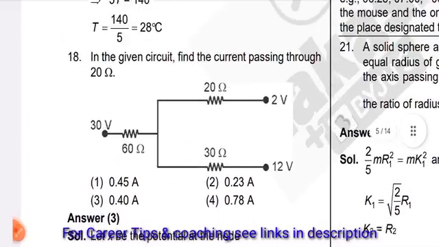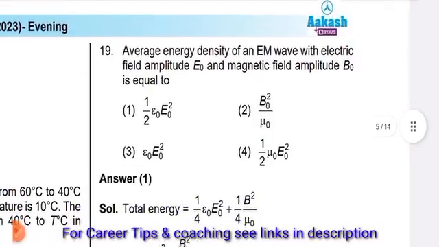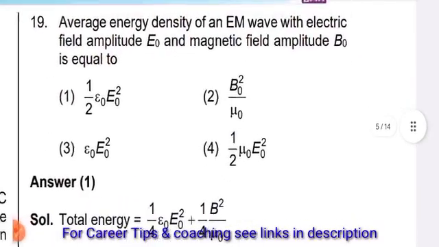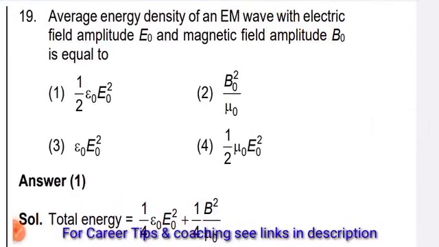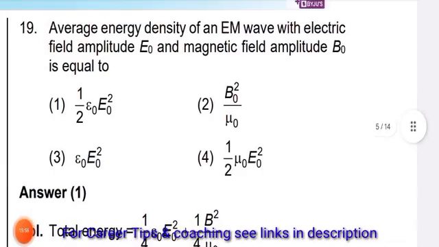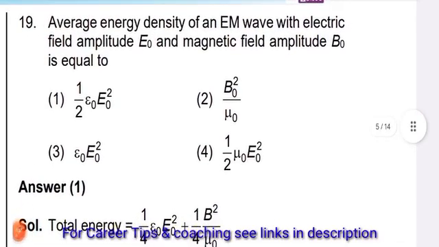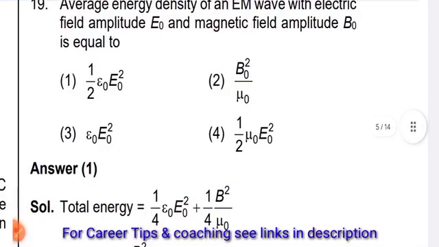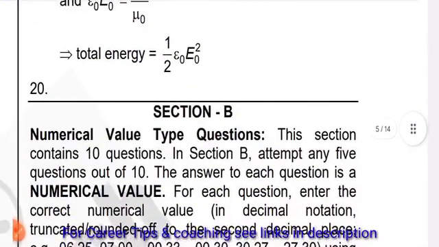And if you see the next, that is the 19th question. So you have the average energy density of an electromagnetic wave with electric field amplitude E naught and magnetic field amplitude B naught equal to... this is actually a direct question. The answer is half into epsilon naught into E naught square. So it is both electric and magnetic, right? So it is EM energy density, that is half epsilon naught into E naught square.